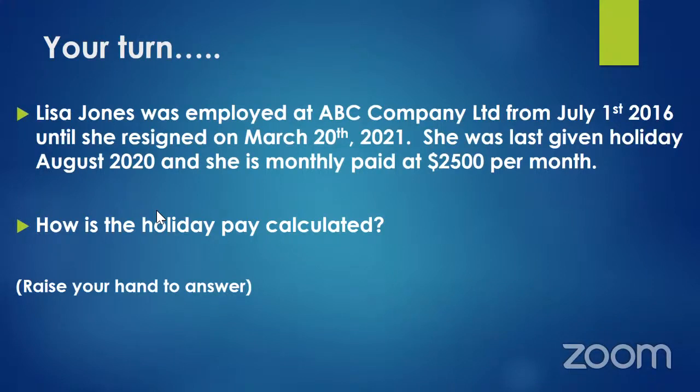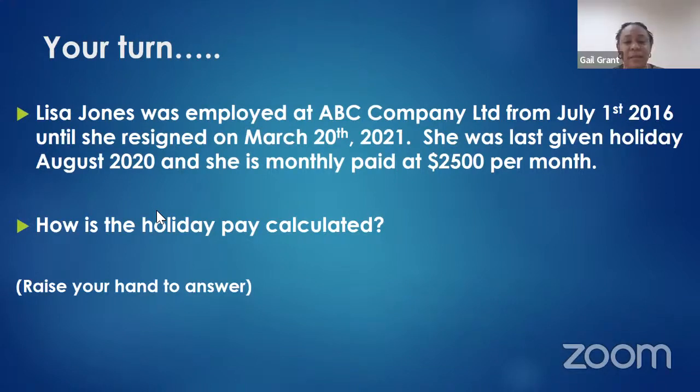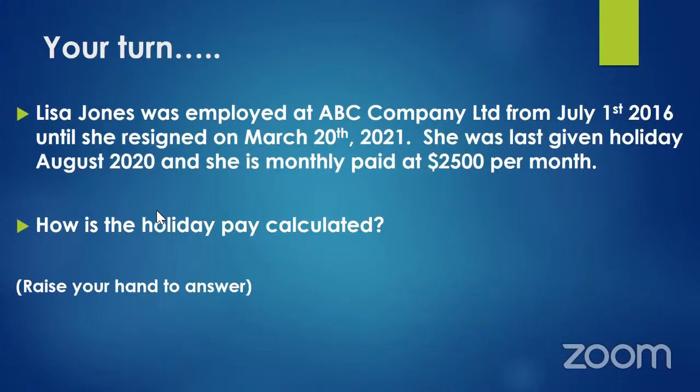is it that she will be paid accrued vacation pay from the anniversary date of hire to the resignation date? Yes, and how exactly would you do that? You would take the gross earnings from July 1st, 2020 to March 2021, and then do 4/52nds over that amount. Her anniversary date is July.